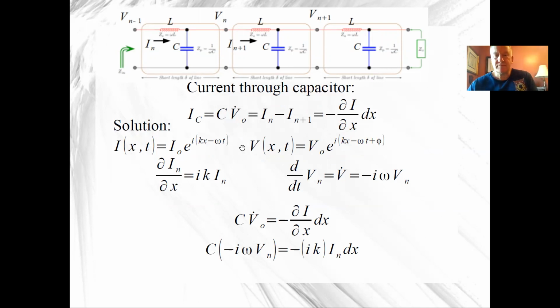So C times the time derivative of V is going to be equal to minus dI/dx dx. And we can plug in for the time derivative of V, we get minus i omega V_n, and plug in for minus dI/dx, and we get ik I_n.